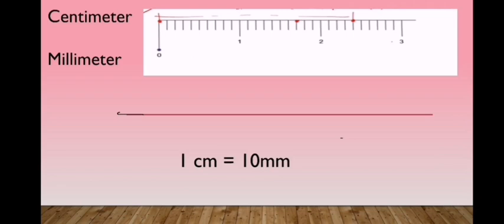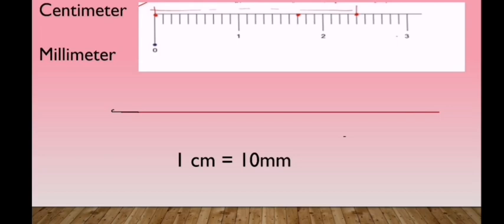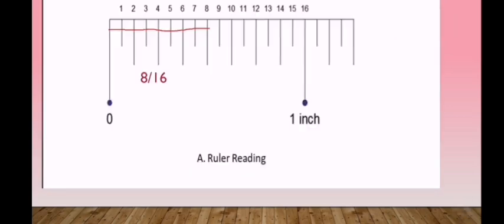In centimeters, 1 centimeter is equal to 10 millimeters. So when you try to count the lines there, in 1 centimeter there are 10 lines. So 1 centimeter is equal to 10 millimeters, and they usually come together. Now let's go to our first example.